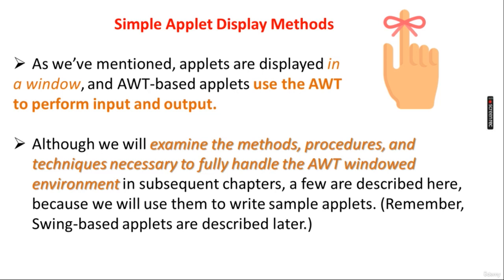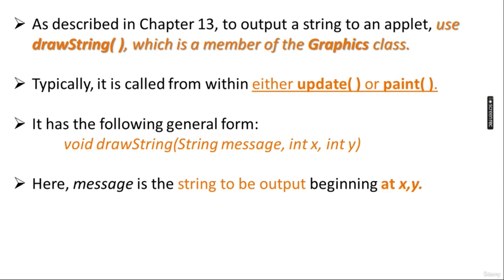Okay, so we will examine the methods, procedures and techniques necessary to handle the Abstract Window Toolkit environment in subsequent upcoming chapters. A few are described here because we will use them to write sample applets. Detailed, specific applets are described later on. As described in the previous chapter, chapter 13, to output a string to an applet, use the drawString method.